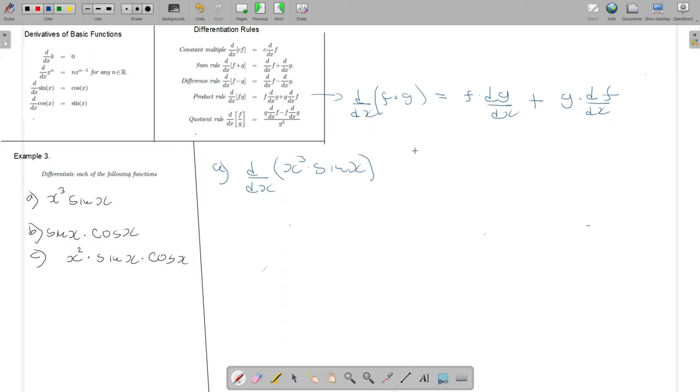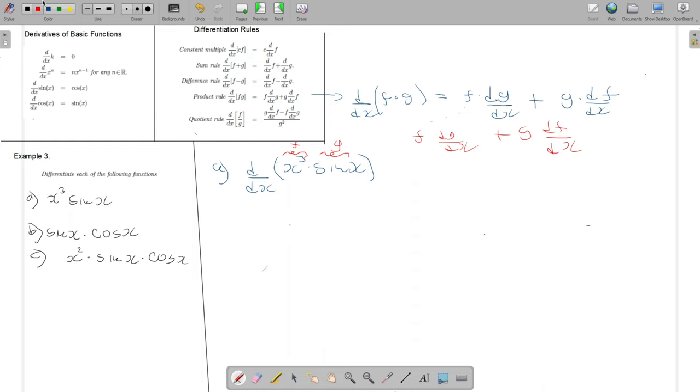derivative of the first. If we are applying this product rule here, I compare this left hand side with the given function to identify f and g. When we apply a formula, we normally compare the left hand side with the given problem and identify the parts. So here f is x cubed and g is sine x. So we plug into the formula: f dg by dx plus g df by dx.